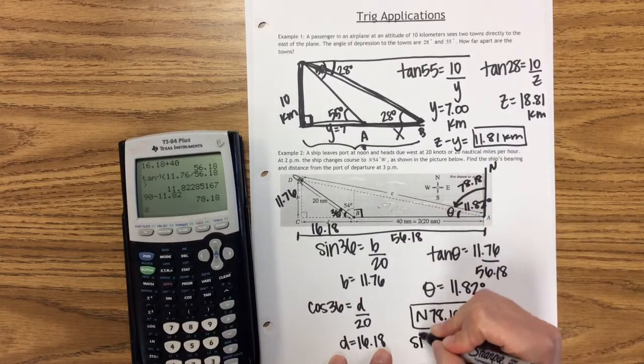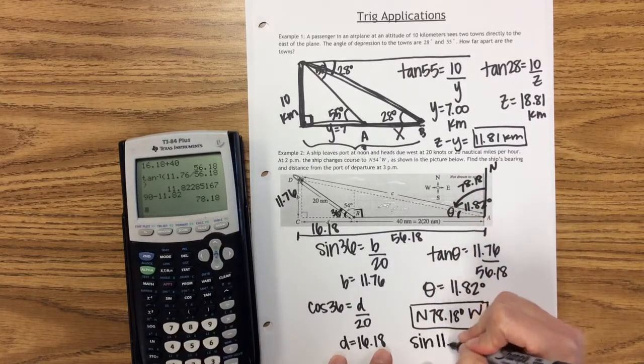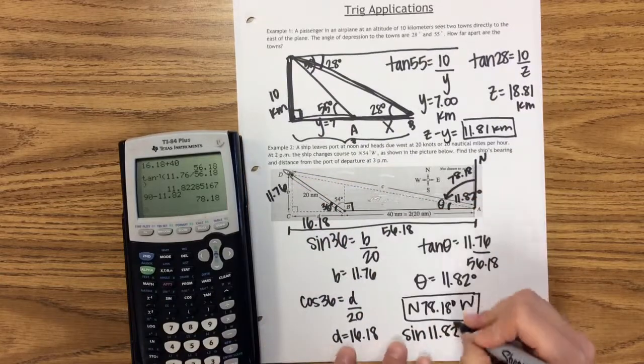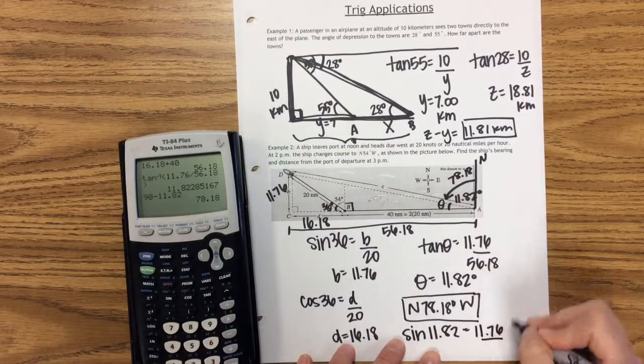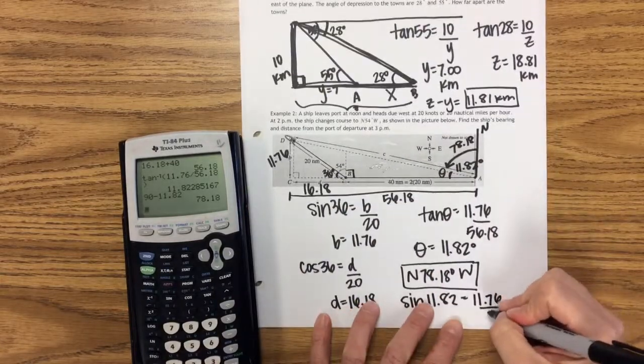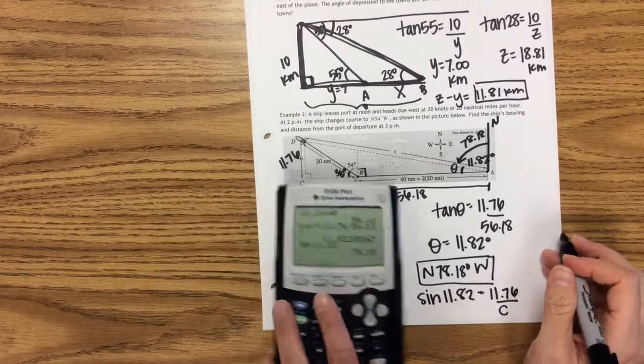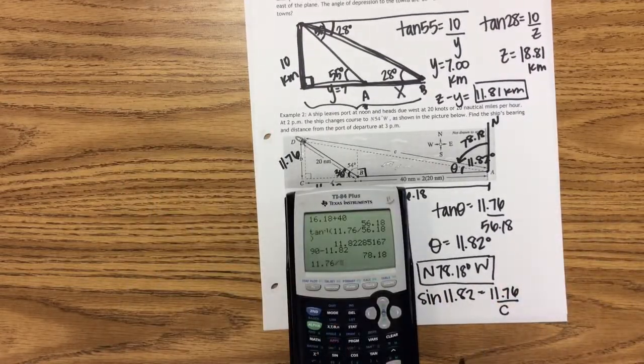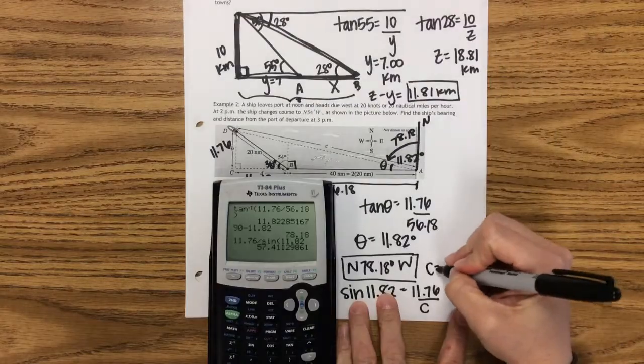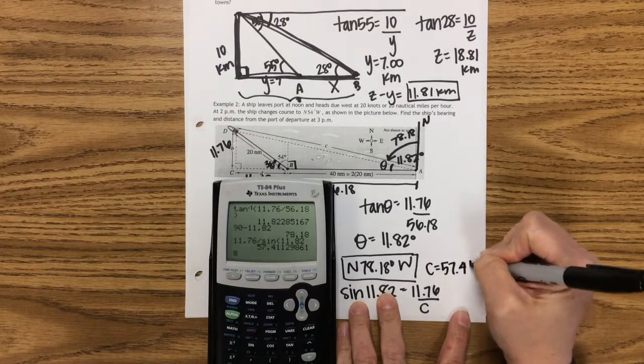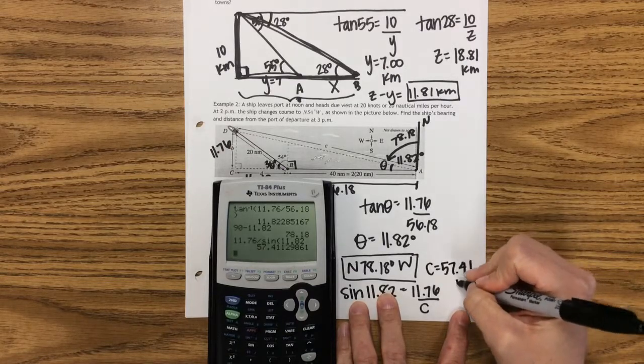So sine of 11.82 equals opposite over hypotenuse, and I'll get C. So side C is 57.41 nautical miles.